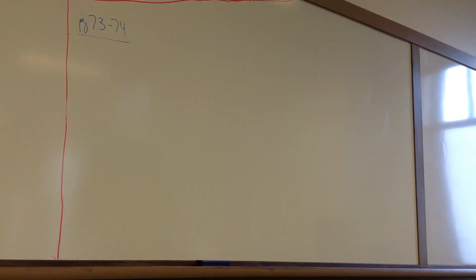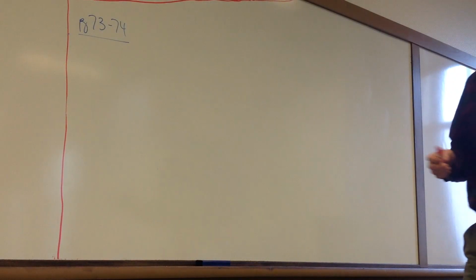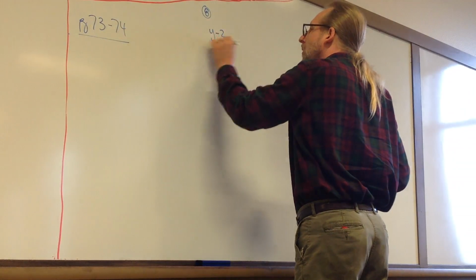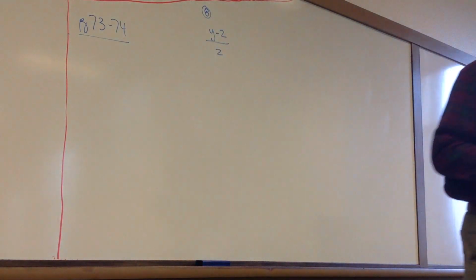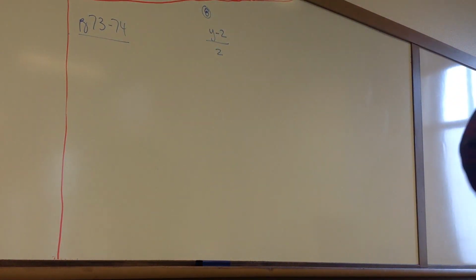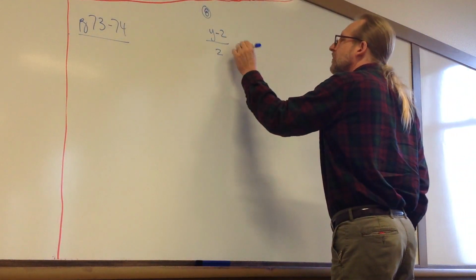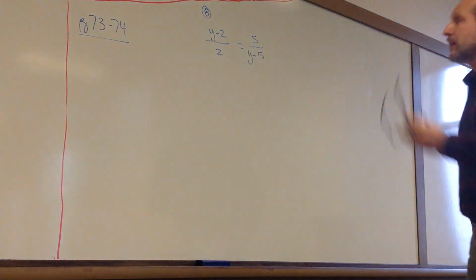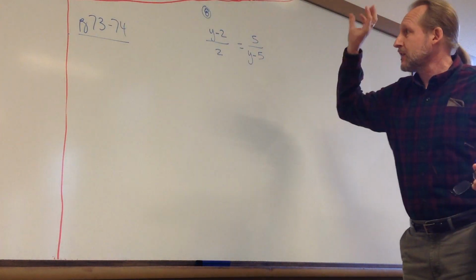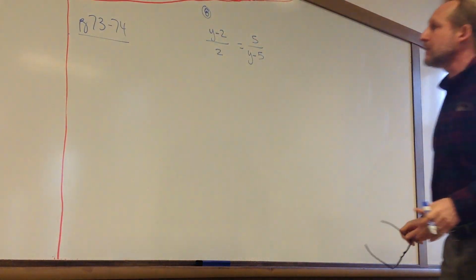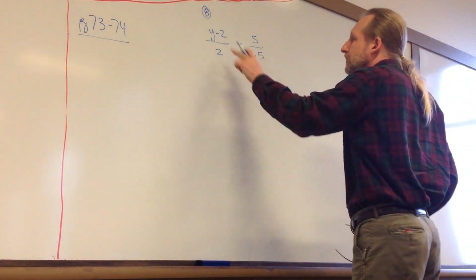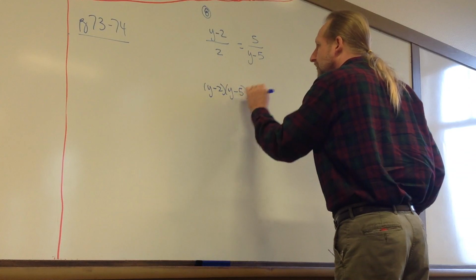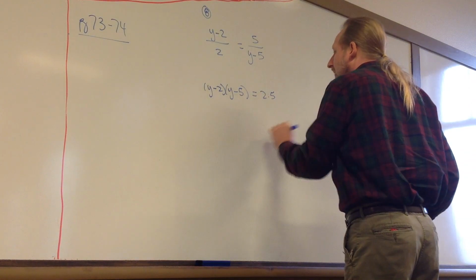Let's see here. Problem 8. y minus 2 over 2 equals 5 over y minus 5. All right, so again, we've got a single fraction on one side, a single fraction on the other side, so now we can cross multiply and say y minus 2 times y minus 5 equals 2 times 5.